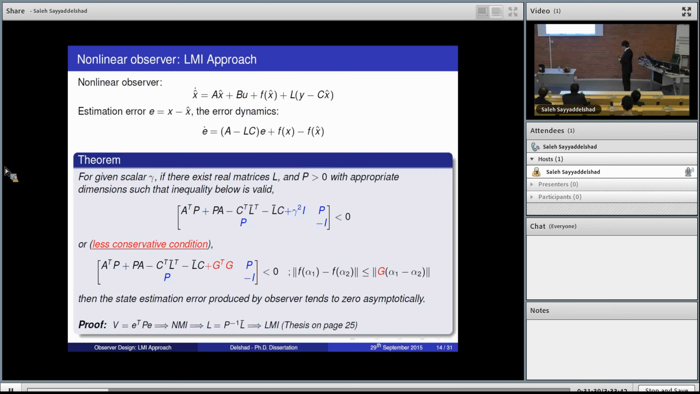But now the question, is it the only way that we can find out? Answer is no. Sometimes you can propose less conservative conditions like so, and again try to find a feasible solution to. For example, this is the main focus of our paper C, that we will deal with a bit later. That's how we can propose a less conservative condition.